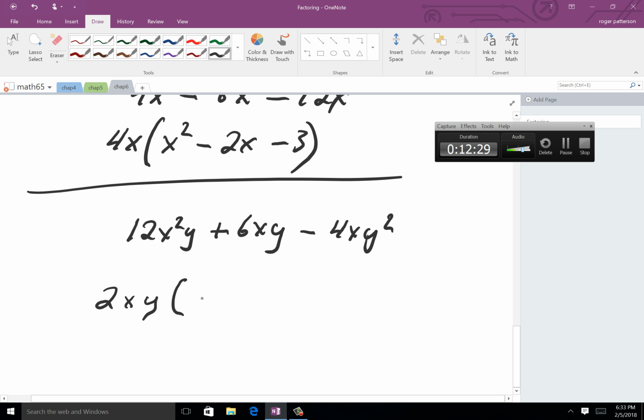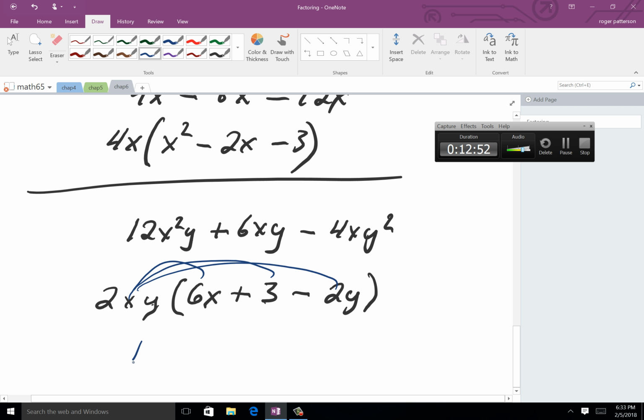We're going to get 6x. I took the y away, so I don't have a y there, plus 3. Again, I took the x and y out, so I'm just left with 3 minus 2y. Okay, so if I move that back inside there, I'm just going to do it to show you, because you're really good at this. There we go. So we're undistributing. That's all we're doing there. Taking something out is just undistributing.